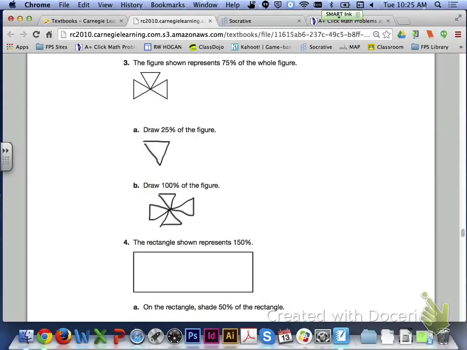Here is what letter A and letter B should look like. If the figure shown represents 75%, you would only have one triangle for letter A, representing 25% of the figure. If you needed to draw 100% of the figure, you would need to have 4 triangles to represent 100%.